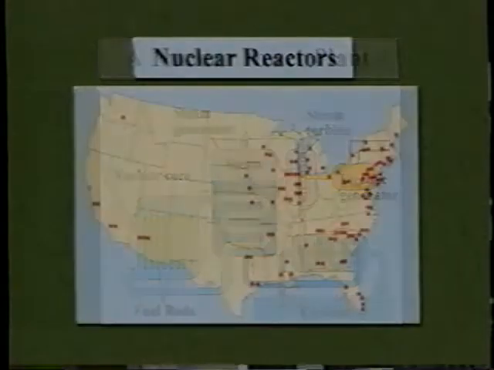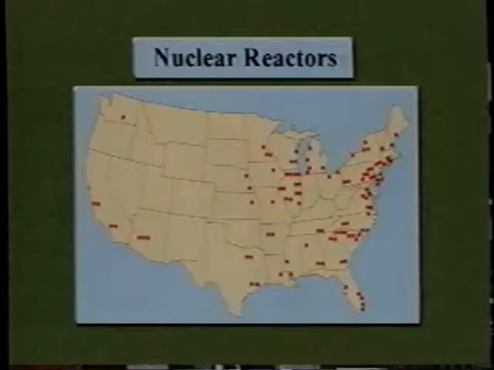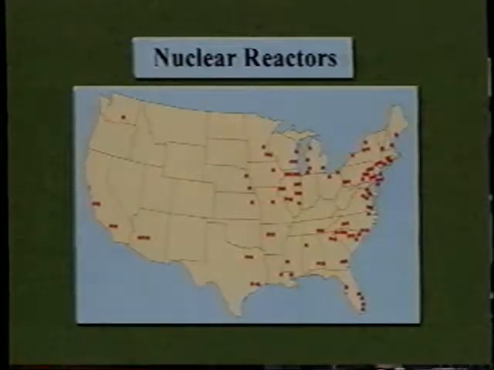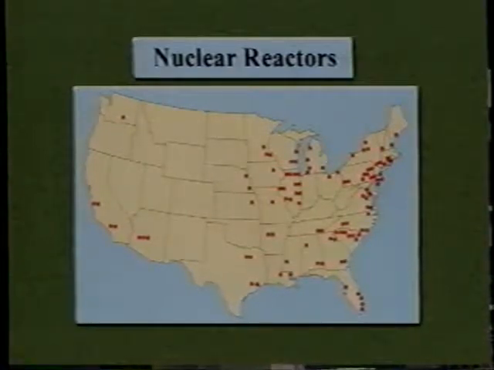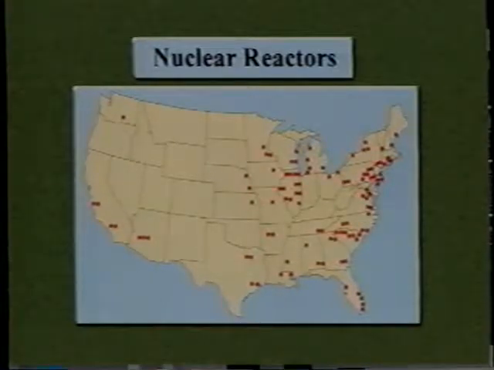There are now about 103 nuclear power plants in the United States, in all parts of the country. The original plans were to have far more than that. They originally were thinking of having hundreds upon hundreds of power plants in this country, but safety concerns greatly limited the feasibility of designing and building more.